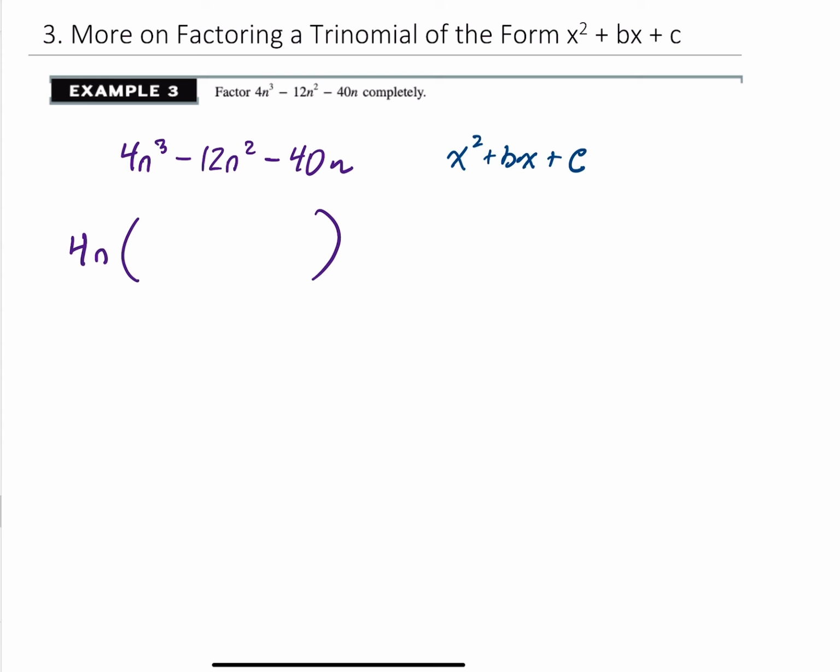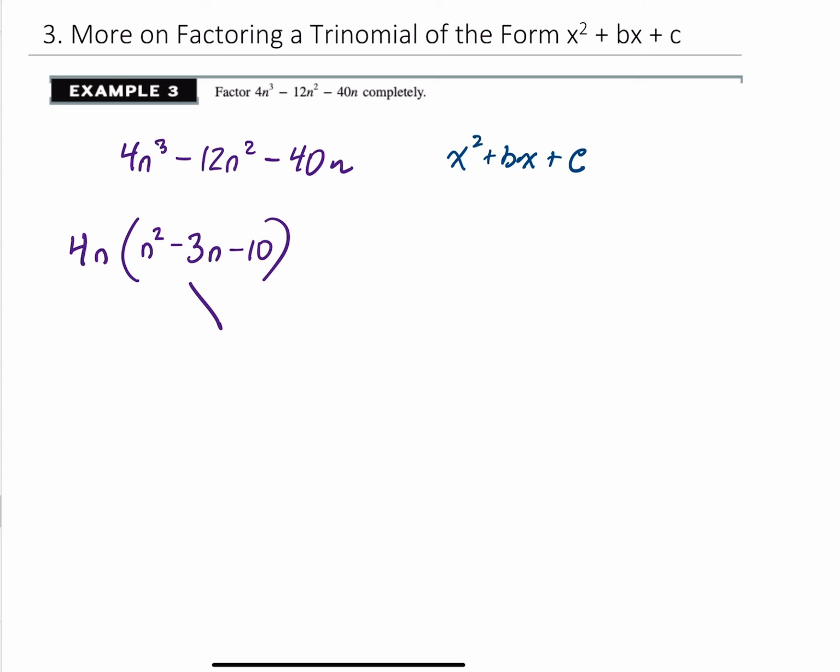So let's think about what should be left over. I took the 4 out, and I took one n, so there should just be two n's left. And then negative 12 divided by 4 is negative 3. And it was n squared. I took one n out, so there should be one left over. And then negative 40 divided by 4 is negative 10. And then I took the n. So we'll just have minus 10 there.